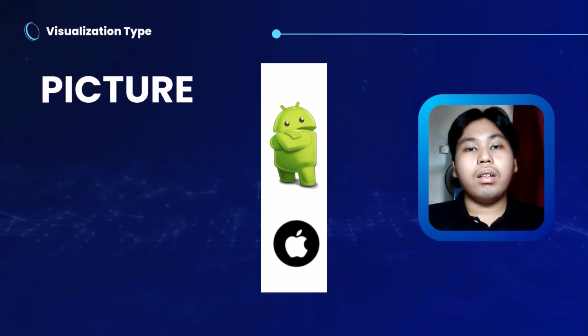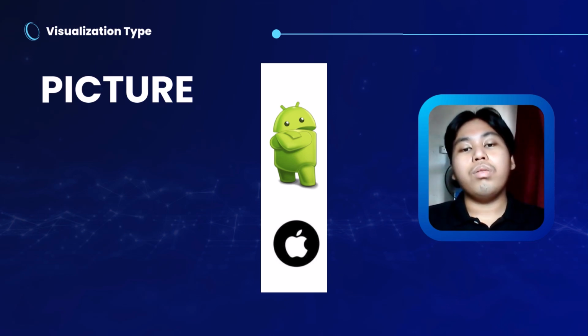Lastly, for the visualization types, we have a picture. As you can see, our form is more focused on Android and iOS. For Android, we put a logo of a robot, and for iOS, we put the iPhone logo, which means it is Apple. Both of these represent Android and iOS. So that's all from me. Thank you.